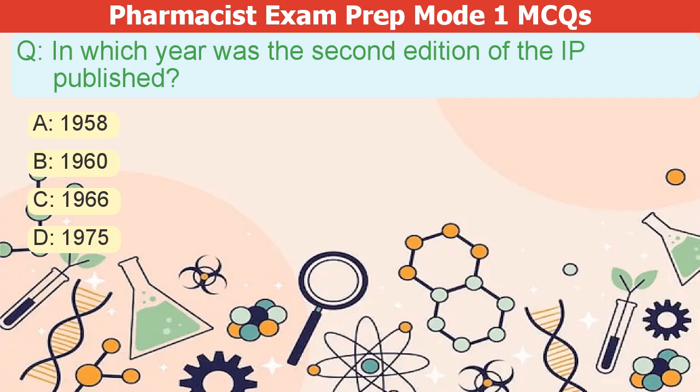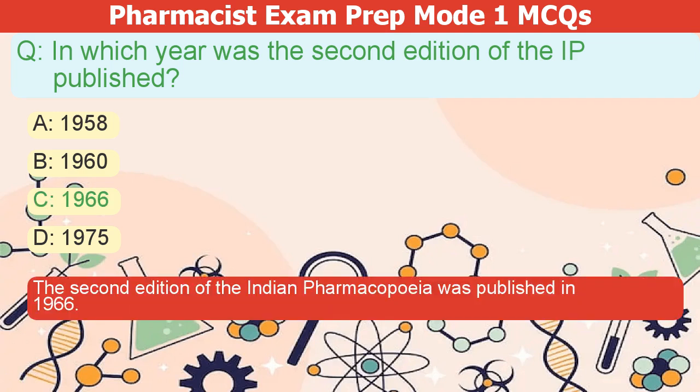In which year was the second edition of the IP published? A. 1958. B. 1960. C. 1966. D. 1975. The correct answer is C. The second edition of the Indian Pharmacopoeia was published in 1966.